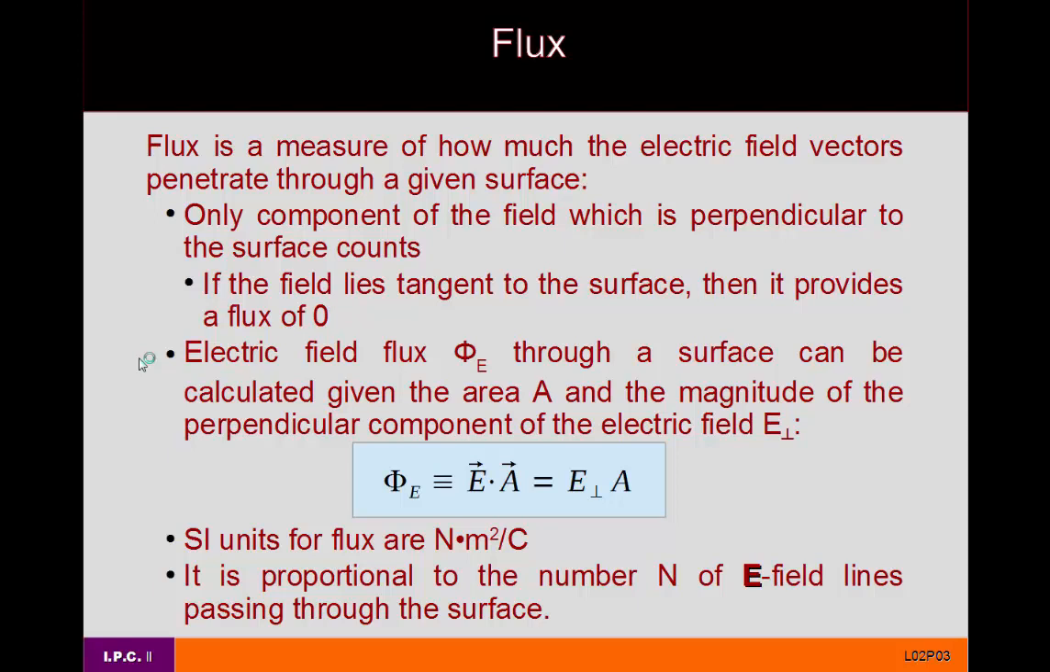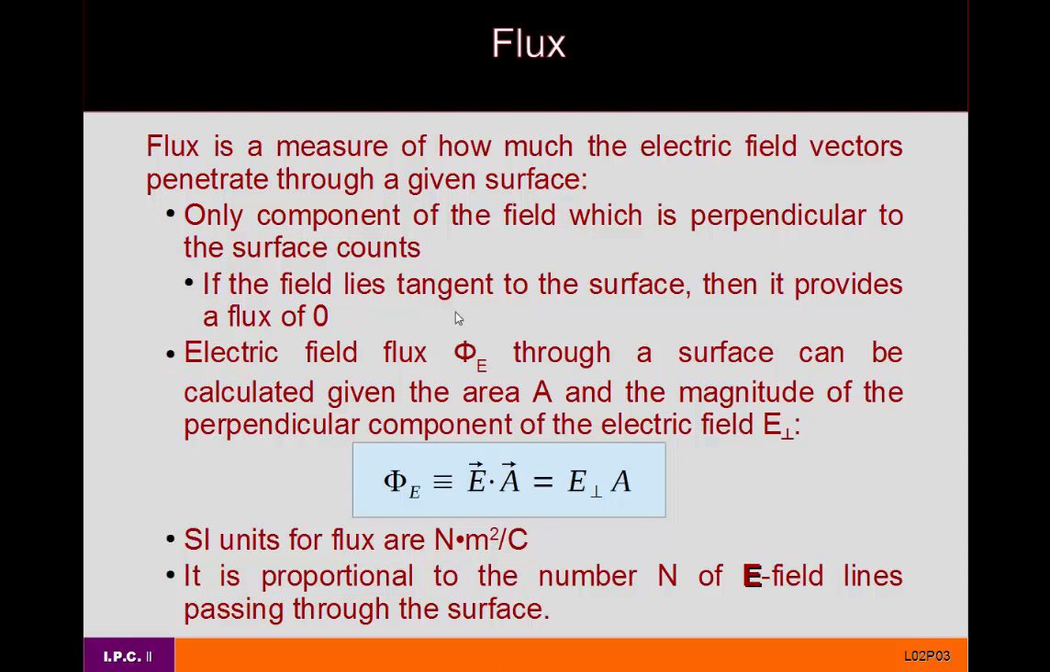surface. So the only part of the field that actually counts is the part that is perpendicular to the surface itself. So this means if there's some angle between the electric field line locally and the surface, then that angle also gets taken into account. And the field line, which is tangent to the surface, is going to provide a flux of zero. The field line, which is perpendicular to the surface, is going to provide a flux of whatever the field strength is, E, times whatever the area of the surface is through which this E is fluxing.